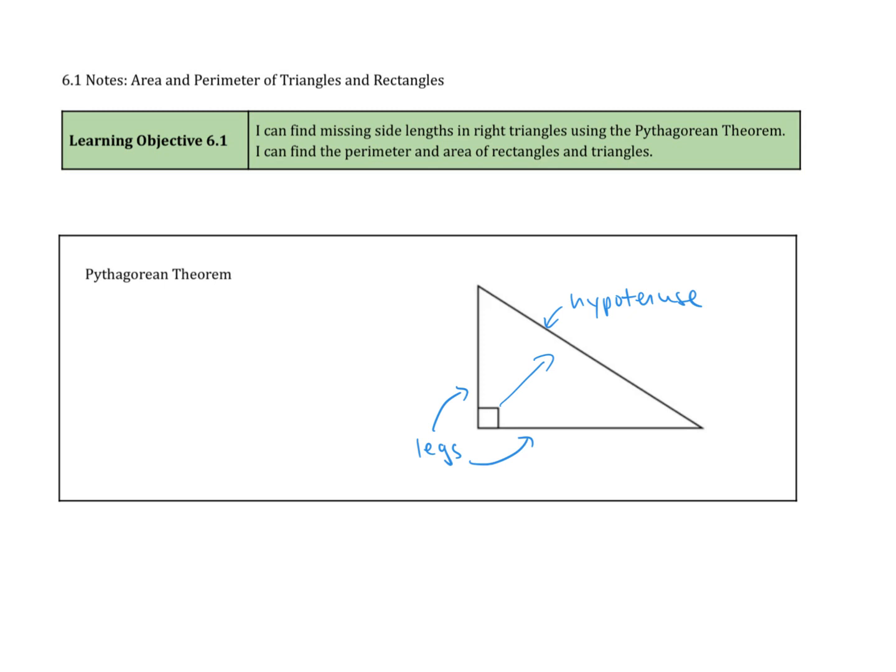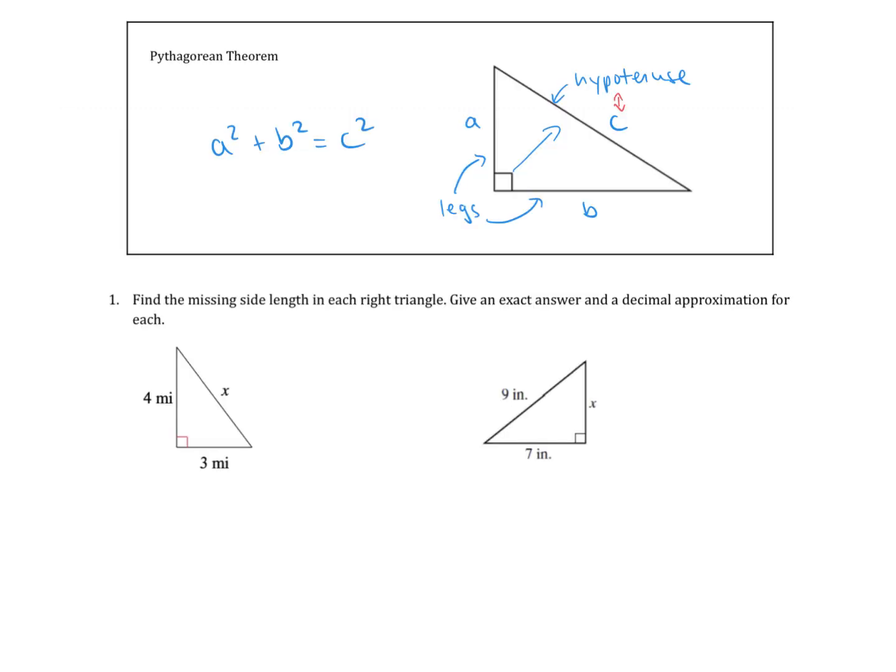If we label these sides A, B, and C, where A and B are the legs and C is the hypotenuse, the Pythagorean theorem is A squared plus B squared equals C squared. And remember, the C always has to be the hypotenuse. Let's look at some examples.